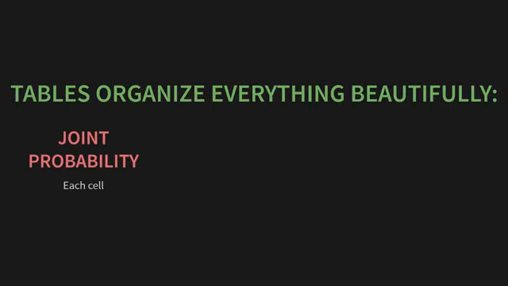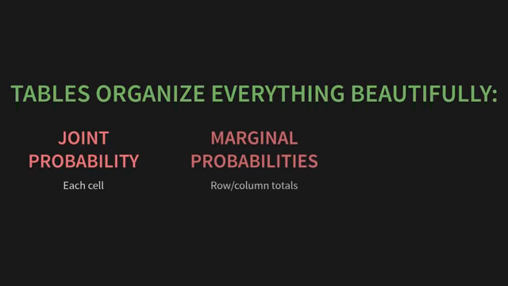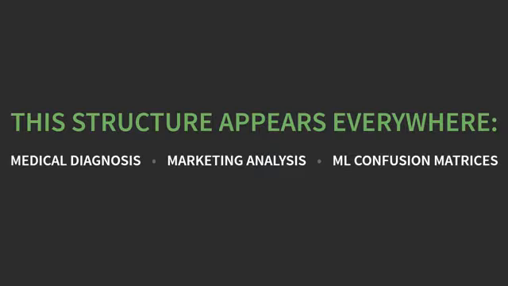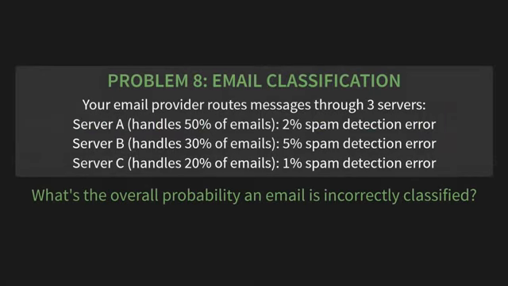Here's what blows my mind about these tables. Everything's right there in front of you. Each cell gives you joint probabilities, the margins give you marginal probabilities, and when you take ratios within rows or columns, boom, conditional probabilities. You know what's amazing? This same table structure shows up everywhere. Medical test results, marketing data, even those confusion matrices in machine learning. Master this one table and you've mastered them all.